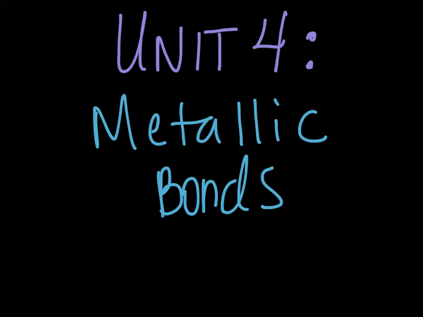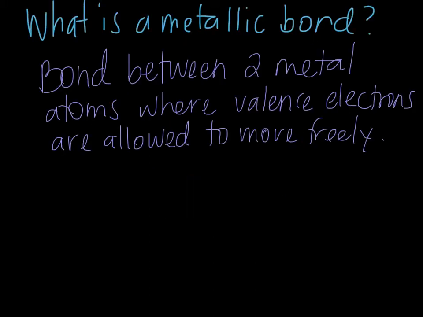So this is the 5th video for the Unit 4 playlist over metallic bonds. So a metallic bond is a bond between two metallic atoms where valence electrons are allowed to move freely.